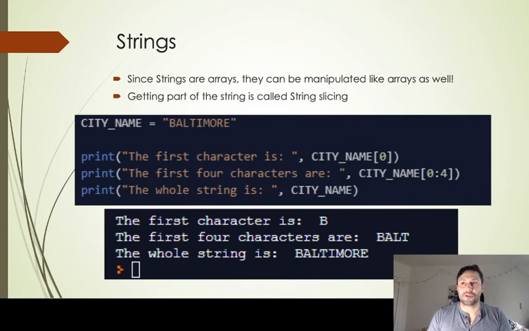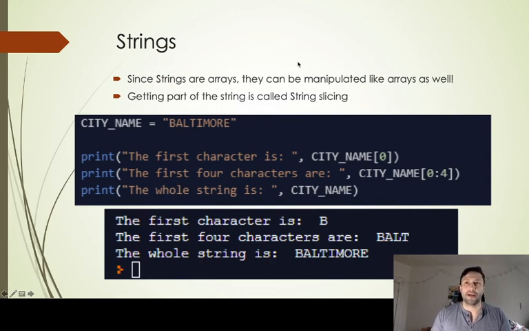Getting part of a string is called slicing. For example, let's say I have this constant string city name with the value Baltimore. If I say city name 0, that's going to print out the first character in Baltimore, which is B. The first 4 characters are city name 0:4, so that's going to slice and give you the first 4 characters in that string, which are BALT. And then the whole string is just city name, Baltimore.